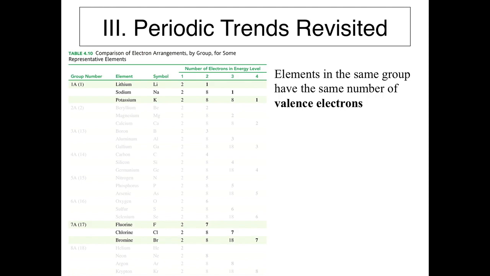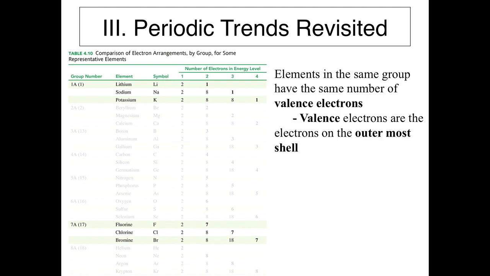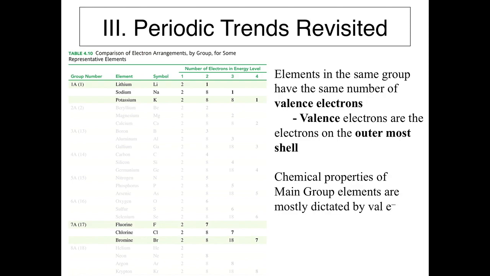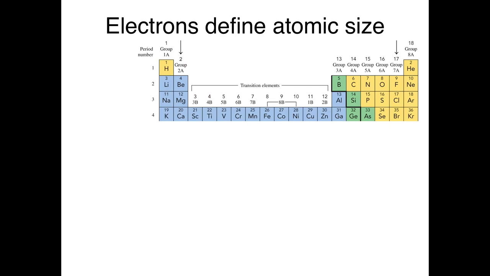So the first trend I want to talk about is that elements in the same group will have the same number of what is called the valence electrons. Valence electrons are the electrons that exist on the outermost shell. This is the first time we are introduced to the concept of the valence shell, and we'll come back again and again when we talk about the chemistry of reactions and the properties of elements. So let's start with some trends in the periodic table that are dictated by valence electrons.